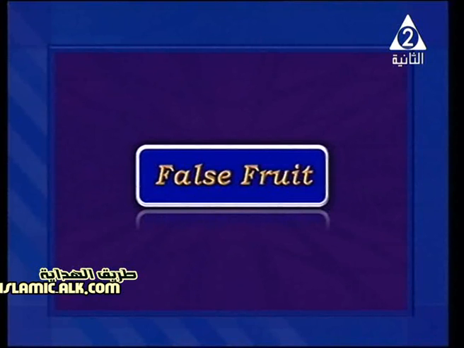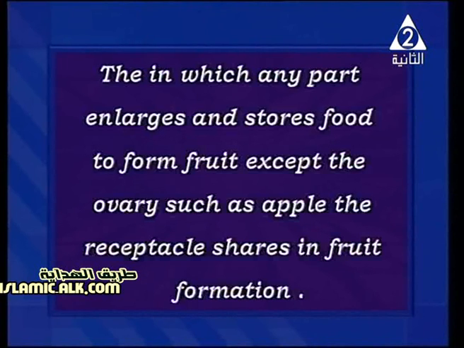We have something called false fruit. Do you remember that I told you right now, do you believe that sometimes the calyx and corolla may share in formation of fruit? Let's get to know it. We have something called false fruit. What does it mean? Any part, except the ovary, enlarges and stores food to form fruit. Such as what? Such as apple. The receptacle of the apple shares in the fruit formation, and there is no role for the ovary.